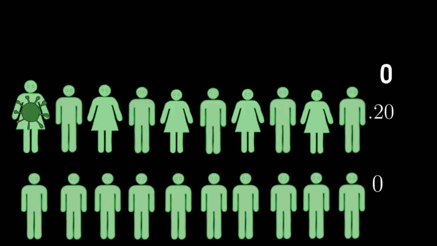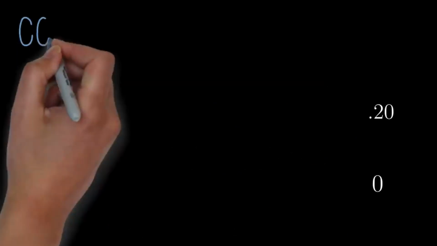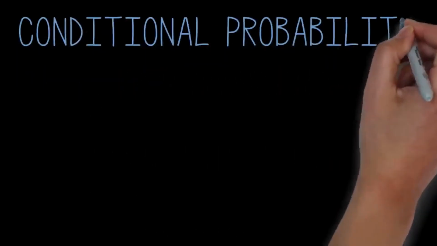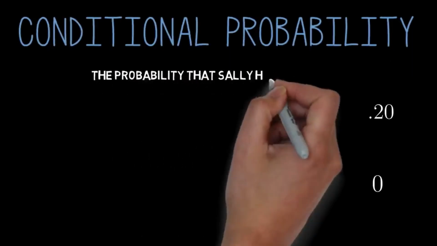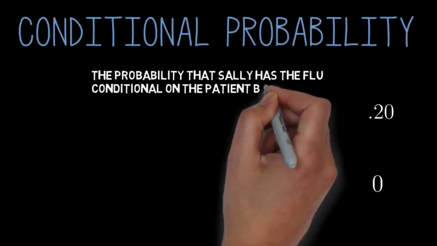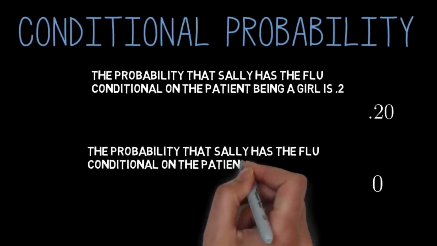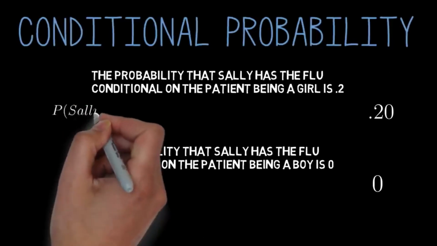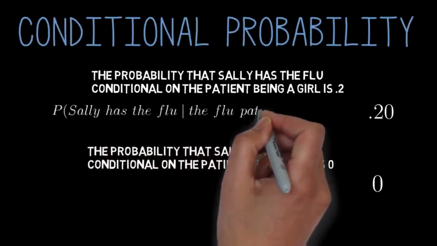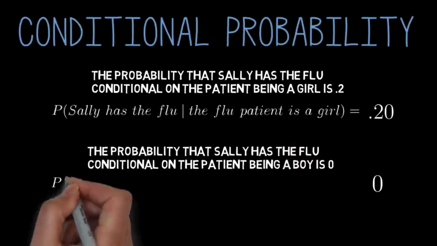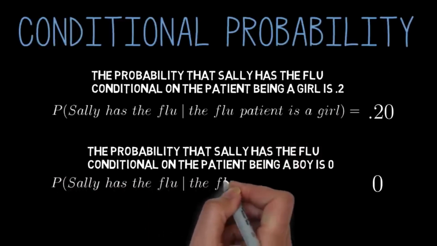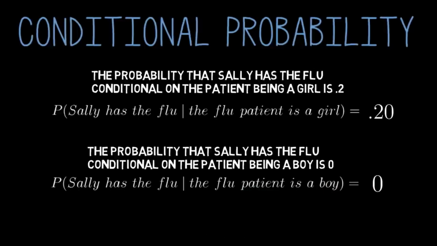Because these things are still iffy, though, remember, you don't yet know whether the flu patient is a boy or a girl, we'll call these things conditional probabilities. Your probability that Sally has the flu conditional on the flu patient being a girl is 0.2. Your probability that Sally has the flu given that the flu patient is a boy is 0. As a shorthand, we'll write P of Sally has the flu given that the flu patient is a girl equals 0.2, and P of Sally has the flu given that the flu patient is a boy equals 0. The little vertical line tells you that we're talking about conditional probabilities.